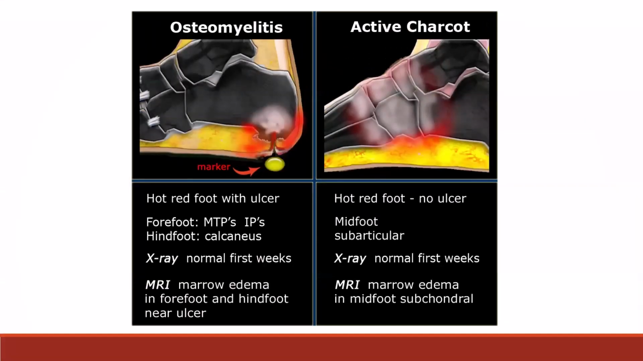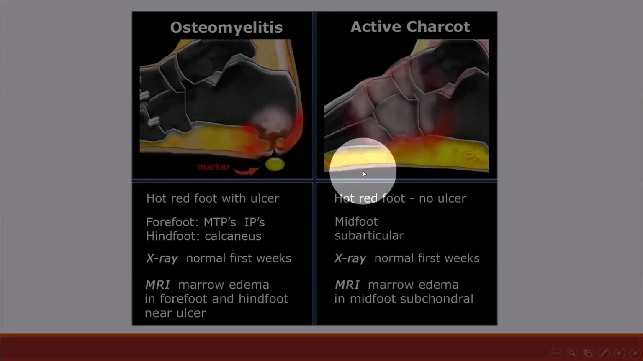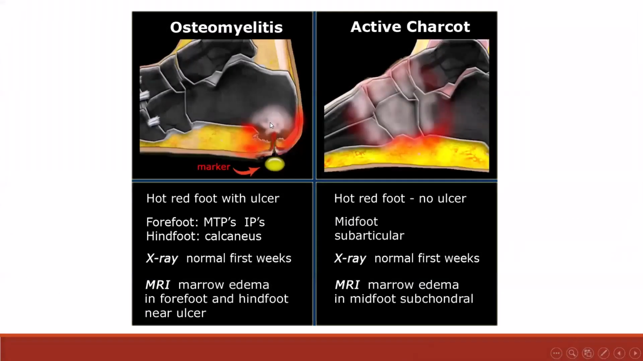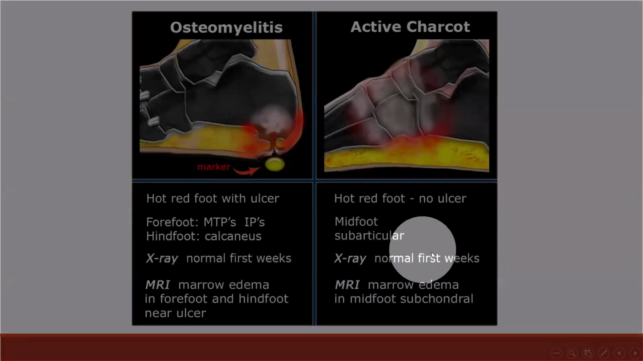And we should differentiate between two different case scenarios in the final exam. Active Charcot versus osteomyelitis. The site of the lesion is very, very important to differentiate. Osteomyelitis is usually in the forefoot or hind foot, in the area of the calcaneus, but Charcot is usually in the midfoot. In osteomyelitis, hot red foot with ulcer; Charcot, hot red foot without ulcer. The X-ray for osteomyelitis is usually normal, and for Charcot will also be normal initially.